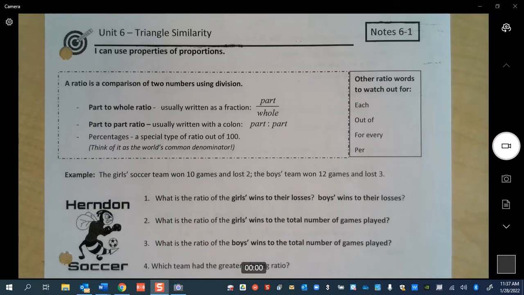2 kinds of ratios are part of our story. We can talk about part to part or part to whole. Part to part ratios are usually written with a colon. Part to whole ratios are usually written as a fraction, but you can write either one as long as you include units and everybody knows what you're talking about. Our percentages are our world's common denominator. When we put things out of 100, we suddenly make it so that everybody understands.